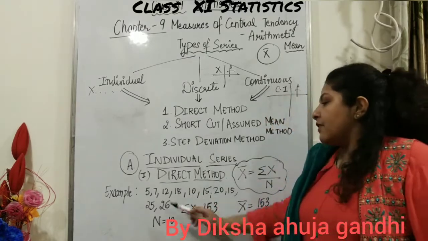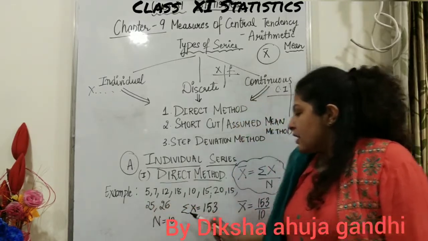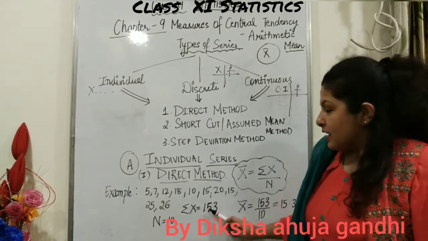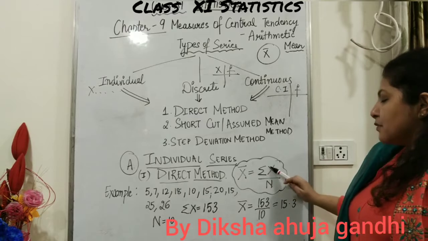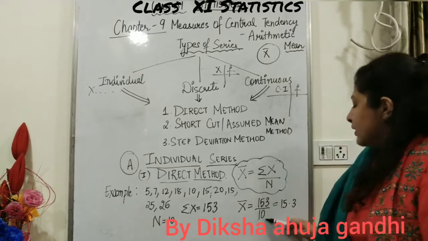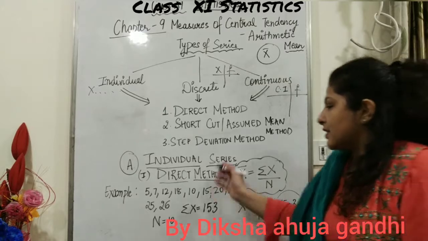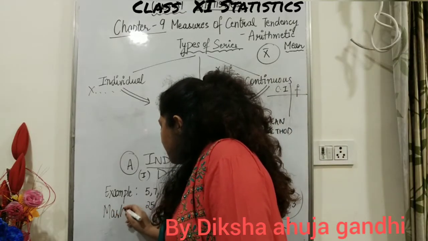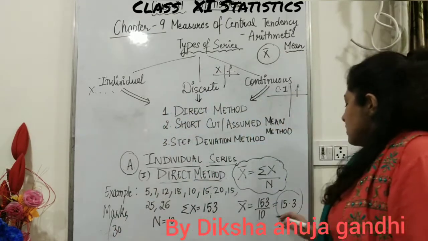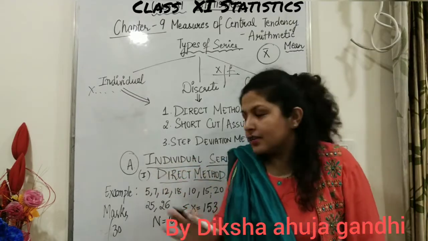N is 10. When I calculated the addition, I got 153. This is a hypothetical question made by me. So this summation x is 153. How to calculate the mean? The summation of all observations divided by the total number of observations, that is 153 upon 10, which is 15.3. So the mean is 15.3. Let's say these are the marks in economics out of 30. So averagely, students have got 15.3 marks in this class.